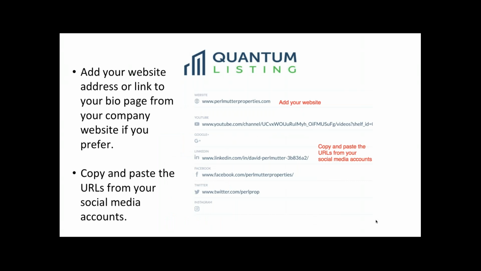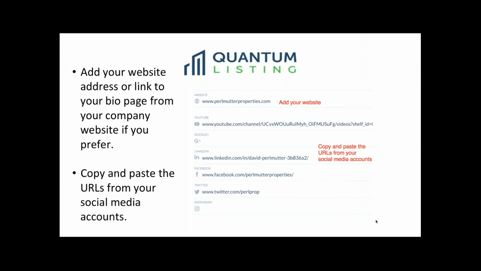The other things you can do on your profile page to make it more robust is to add your website address or link to your bio page from your company website if you prefer. And you can just copy and paste the URL from the search bar into the appropriate area on Quantum Listing. Same with your social media accounts. You can have the http:// or not, doesn't matter. Either way, it will work.